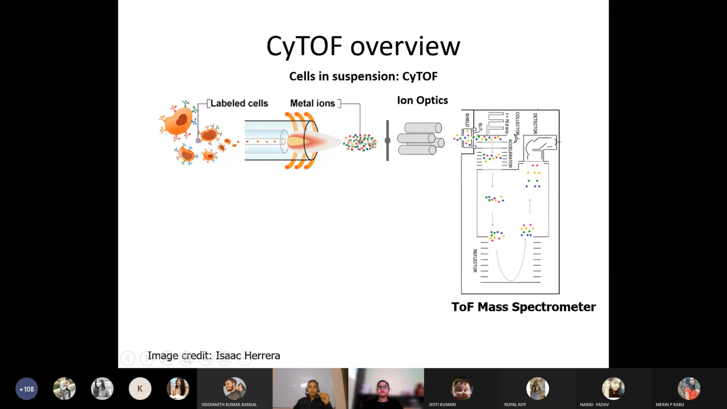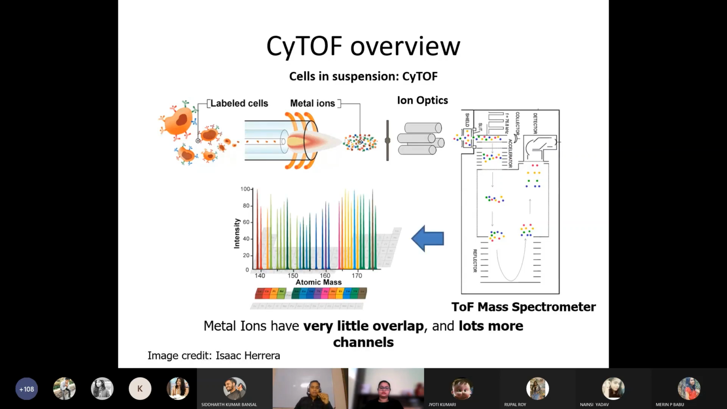So these cells are burned in such a way that they form packets of metal ions. That means the metal ions of a single cell will be a different packet, and the metal ions of the subsequent cell will be a different packet. So a single packet is processed at once. That's why you can find out the composition of the cells tagged with the metal ions.